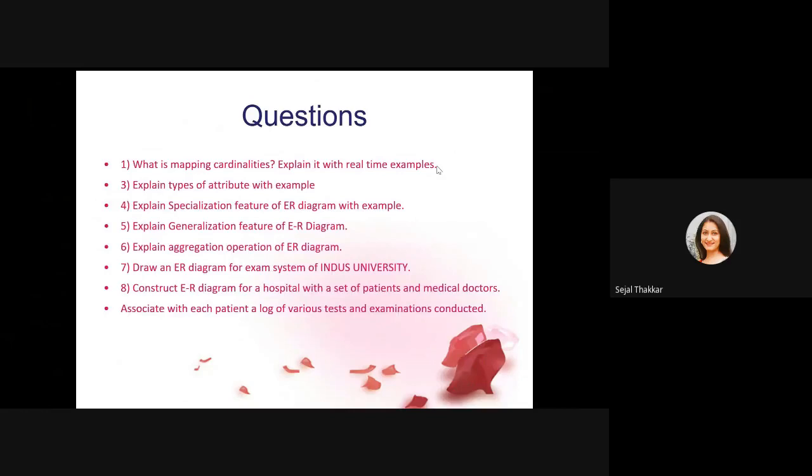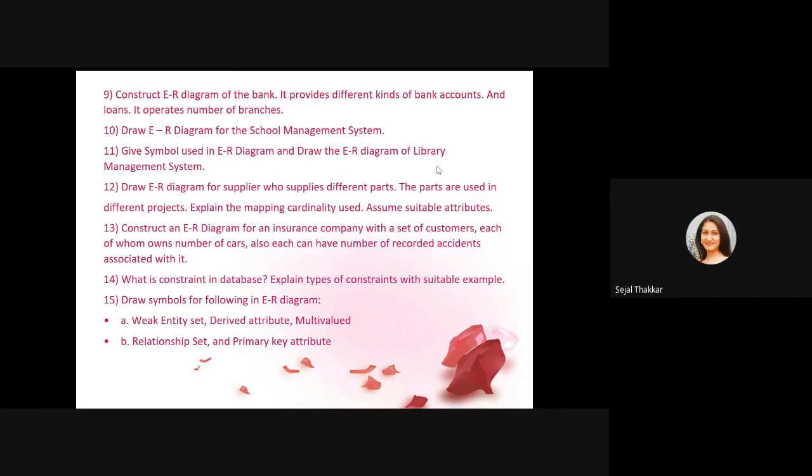Next is the diagram. Many of you have already sent me diagrams of Indus University, hospital management, banking system, school management system, library management system, right? Next is constraints. I have not yet told you exactly the types of constraints; we will see that in the next lecture. Symbols, you know how to draw, you just go through the symbols. Key attribute means the primary key attribute.